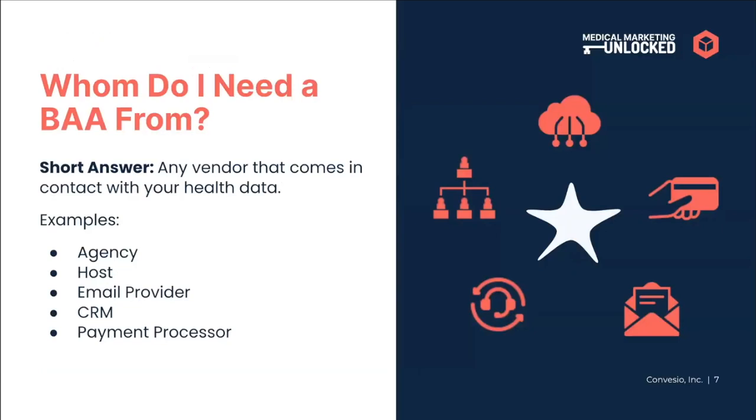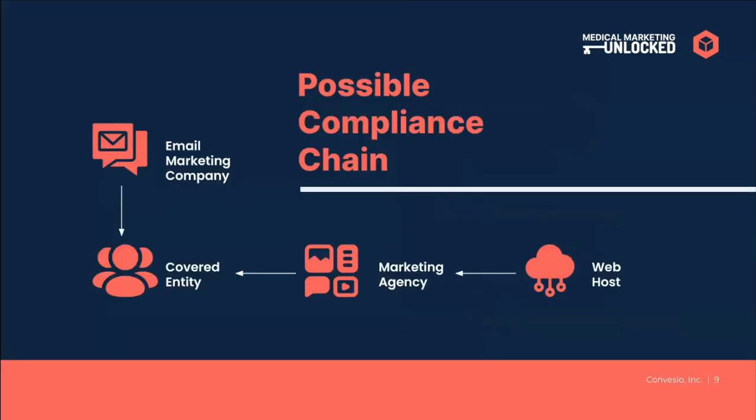Now, who do you need a BAA from? Or who do you need to give a BAA to? Any vendor who comes in contact with that data. An example might be, obviously, your agency, your web host, your email provider, payment processor. All right. So when you issue a BAA to someone as an agency, you establish what is in effect a compliance chain. And so let's look at what a possible compliance chain might look like.